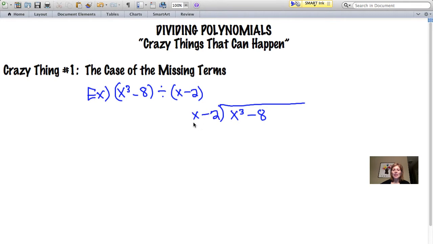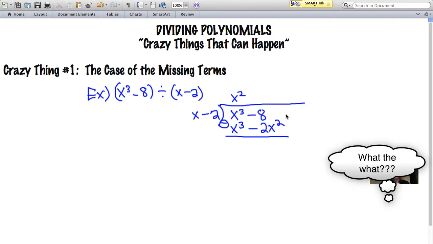And remember, we talked about taking this first guy and he divides into this guy here. So we ask ourselves, how many times does x go into x cubed? And it goes in x squared times. Then we take the x squared and it multiplies by both of these guys over here. So x squared times x gives us x cubed, and x squared times negative 2 gives us negative 2x squared. Then I subtract these two, and I have x cubed minus x cubed, which is 0x cubed, and I have negative 8 plus 2x squared.